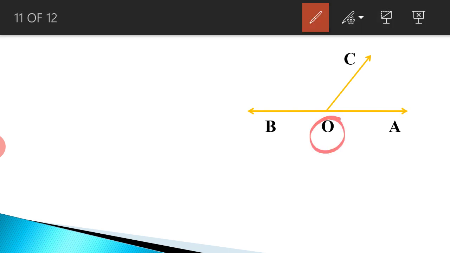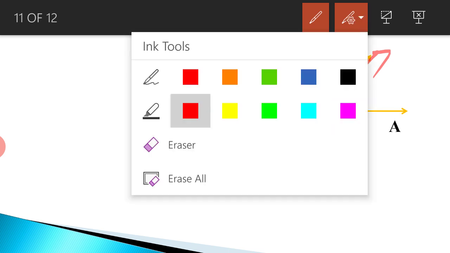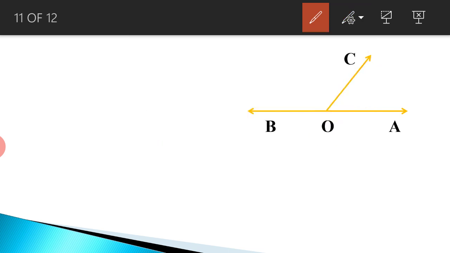Now next is linear pair. Now again I am drawing two angles. See what I have done? I have drawn here two angles and the non-common arms. First you tell me whether they are adjacent angles. Do they have common vertex? Yes, they have common vertex O. Do they have common arm? Yes, they have common arm OC. What about non-common arms OB and OA? Are they lying on different sides? Yes, they are. So these two angles which we have drawn are adjacent angles. Which two angles? Angle AOC and angle BOC.